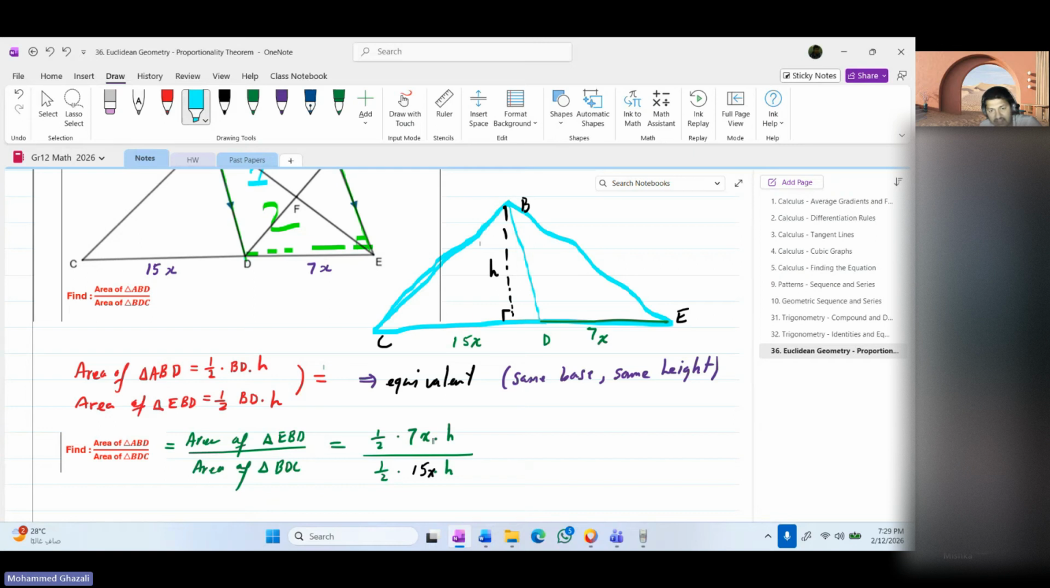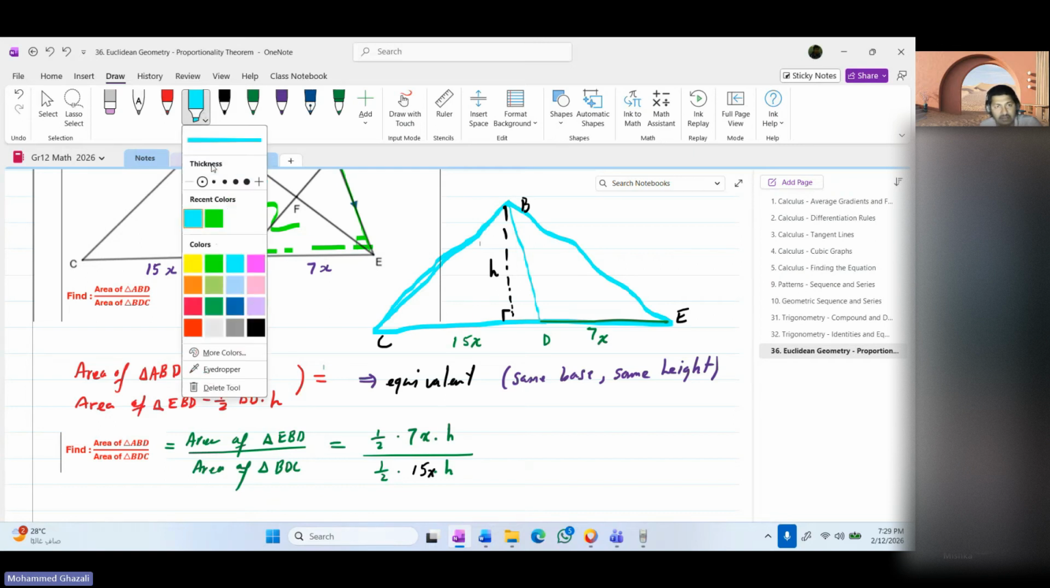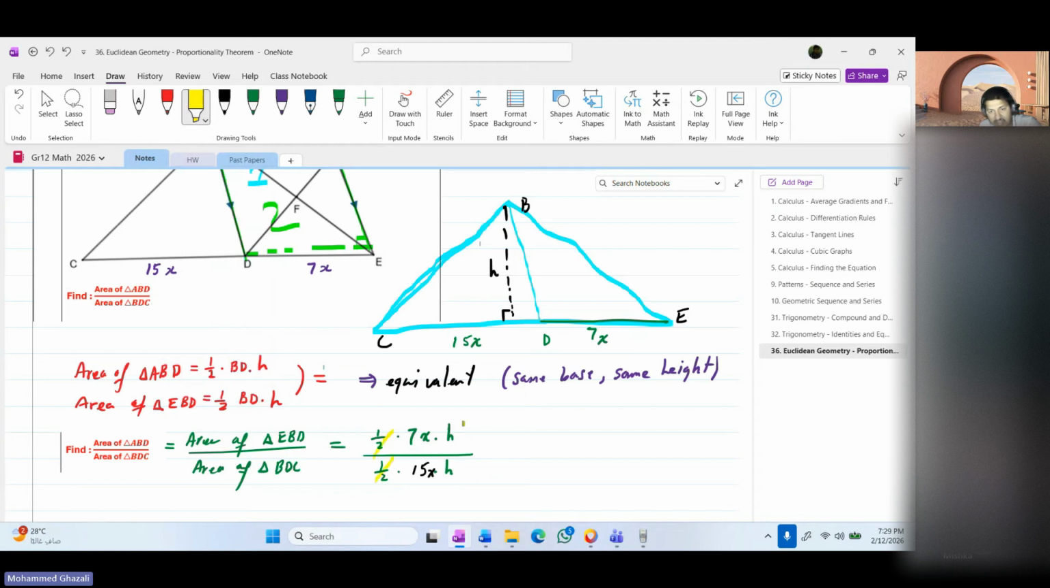Now you can see the halves cancel out, the h's cancel out, the x's cancel out, and the answer is just 7 out of 15. But you're not going to get full marks if you're just going to write 7 out of 15. You have to show this work. This is the bulk of the marks, right? You will definitely get marks here for writing all this out.